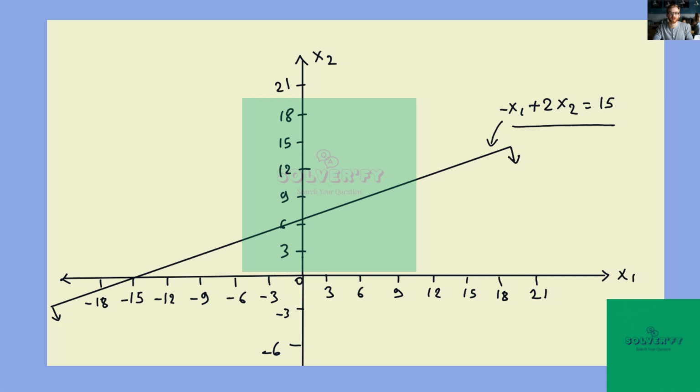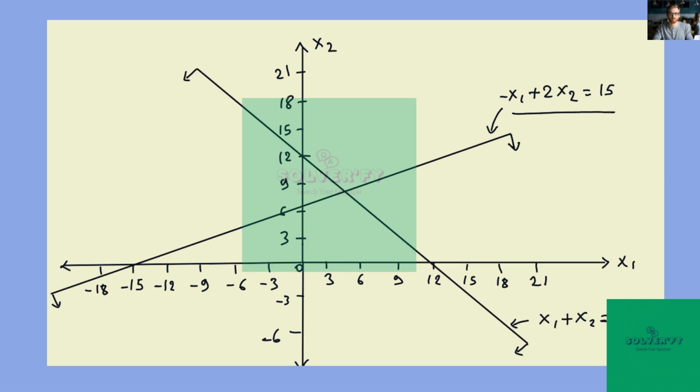Now, let's look at the second constraint. So, the second constraint is x1 plus x2 is less than equal to 12, which will give us this equation and this line. And these arrows show the direction according to the constraint, that the region below this line is the region required.